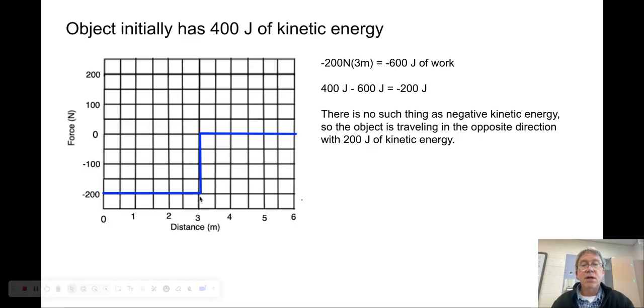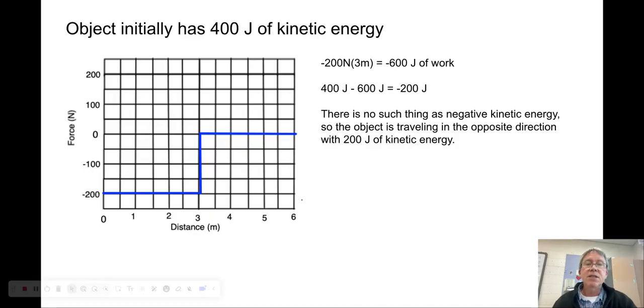200 joules. 200 newtons times 3 meters. So when I solve for the work, I get negative 600 joules. And if I apply that to its initial kinetic energy of 400 joules, I get negative 200 joules. But wait a second. We learned there's no such thing as negative energy. And that's true. There's negative work, but there's no such thing as negative energy. And so that negative work just means I was applying the force against the direction of its initial motion.